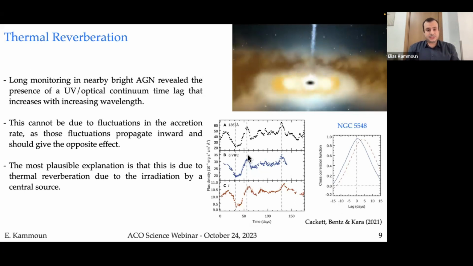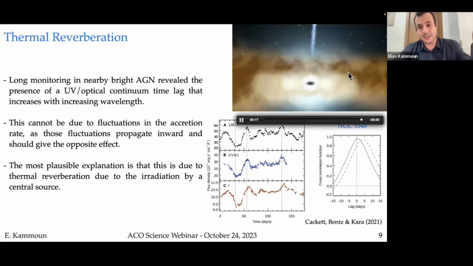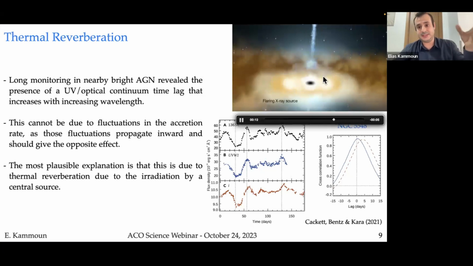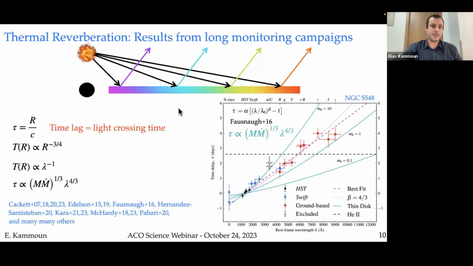So the most plausible explanation for that is that it's due to a response of the disk to the X-ray illumination, to the X-ray variability. So if we have the X-rays that are flashing here, after a certain time, we will see the response of the disk to that flash, to that variability. So we have the X-ray flashing, we wait a bit, and then we see the echo in the accretion disk. So what did we learn from all this monitoring?